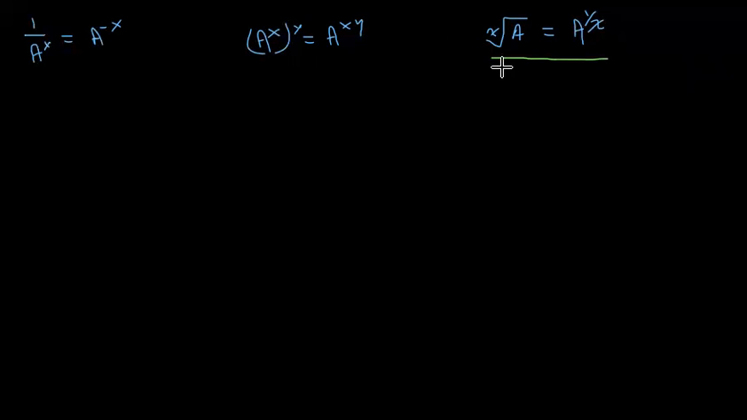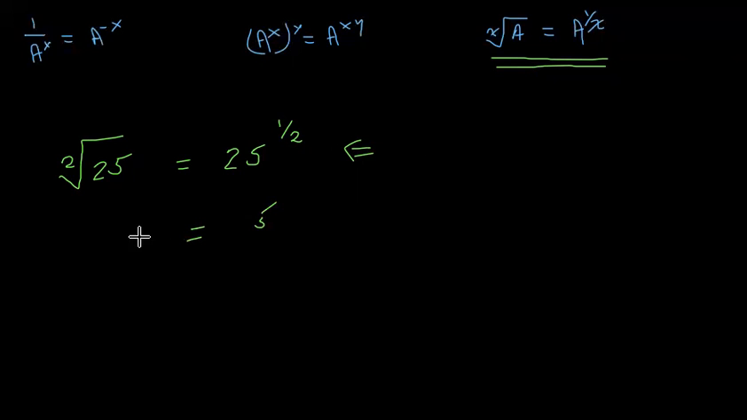Now, let's look at this rule. If I have the square root of 25, what this is saying is that this is the same thing as 25 raised to the 1/2 power. Now, to verify this, you're going to have to utilize your calculator. Okay, so you want to grab your calculator, plug in 25, and raise it to the 1/2 power, and you will get 5. In both cases, you will get 5.